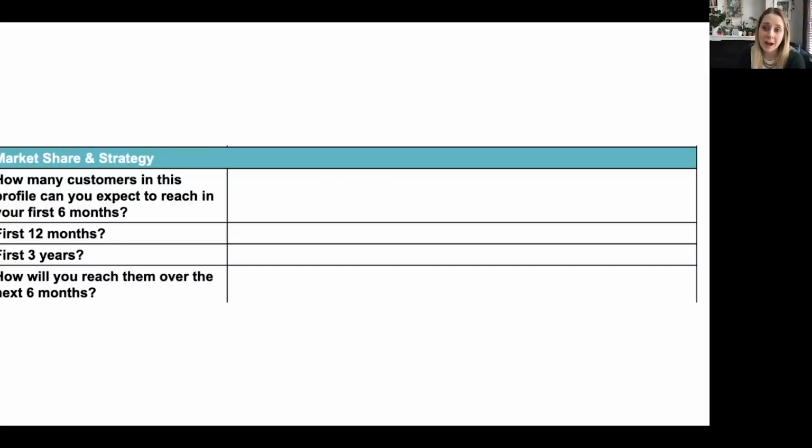So in order to hire more people, how many customers will you need to get in the first 12 months? How many in the first 3 years to keep your business going and sustainable and moving on an upward trajectory? And how will you reach them? So with your longtime yogis, how will you reach them over the next 6 months?